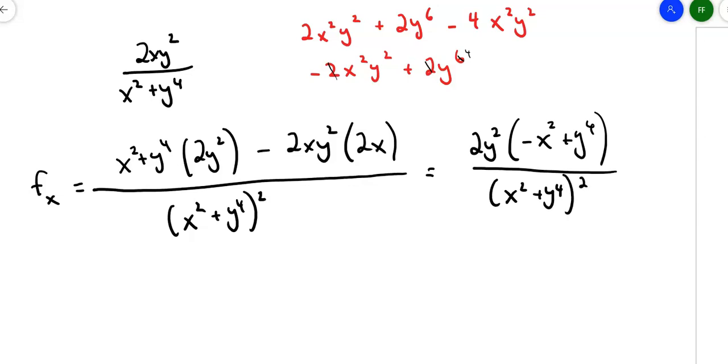So that's the first partial derivative with respect to x. I'll bet you the first partial derivative with respect to y also goes very similarly. All right, and that's the end of this section. We'll do the chain rule in the next video.